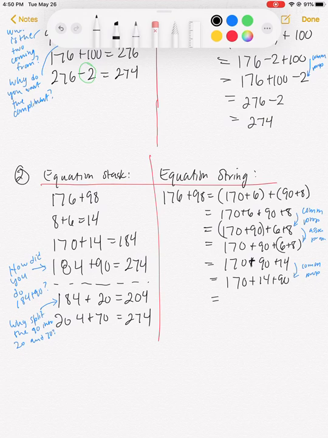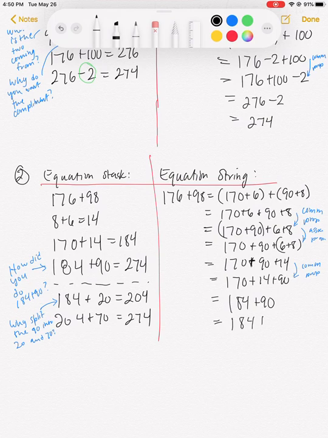And then we're going to add the 170 and the 14 to get 184. Now, the 184 and 90 were put together by the original student to get 274, but the teacher had pressed the student to explain why 184 and 90 gives you 274.